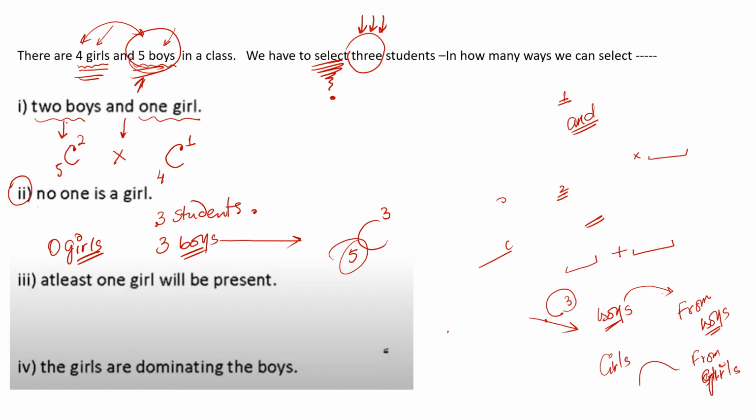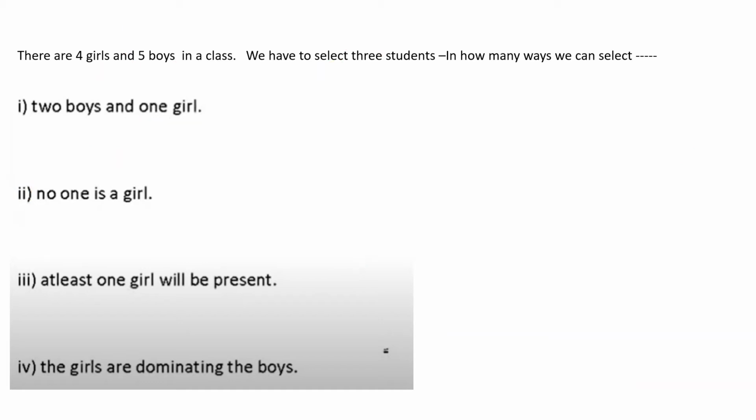Okay, now the next situation. Let's see what my next situation is. Let me erase. Now my next situation is at least one girl will be present. What is meant by at least one girl is present? At least one girl is present. One girl is present.